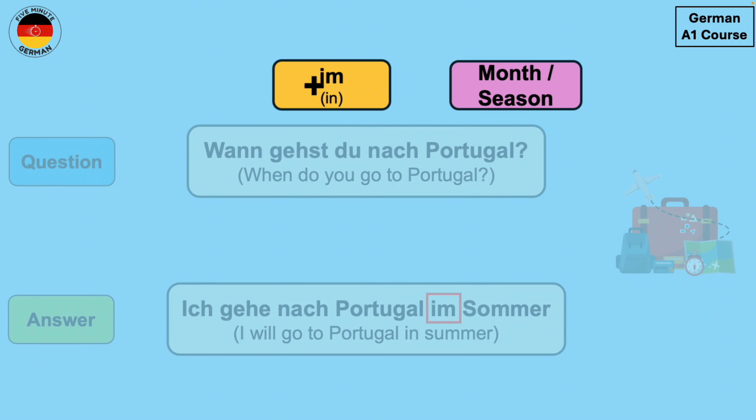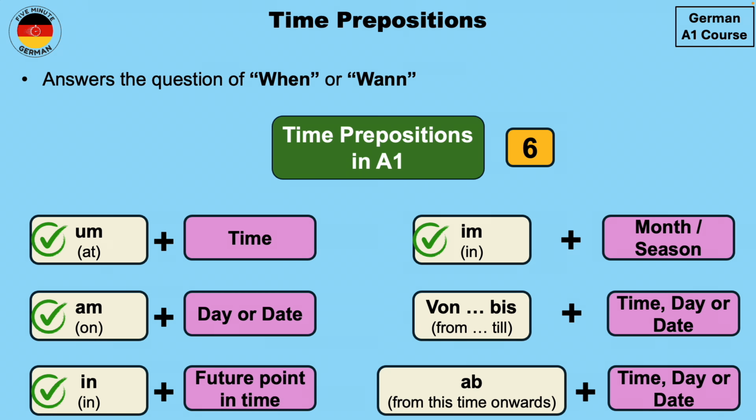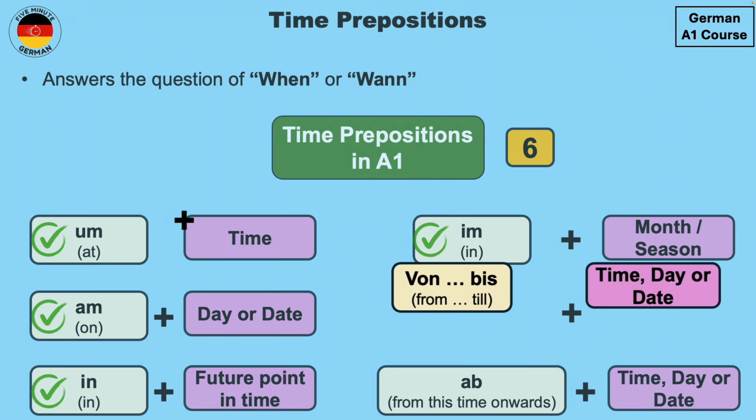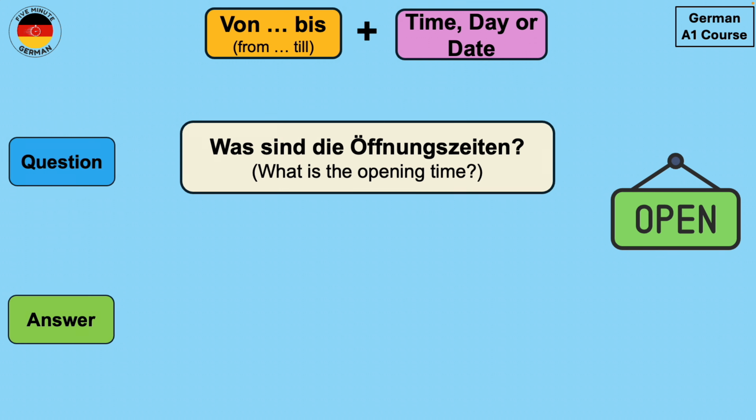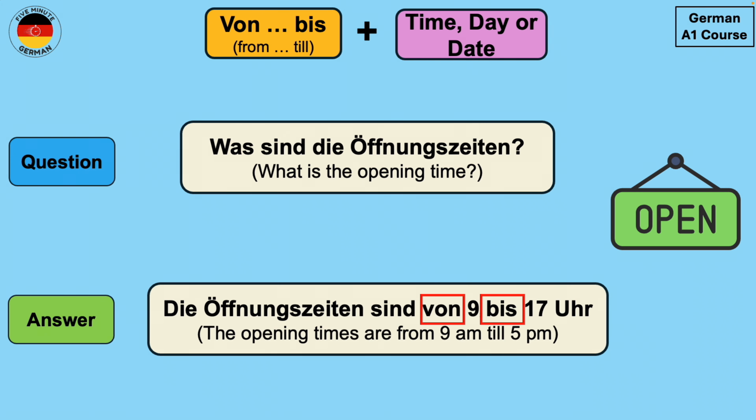Now let's take a look at the next preposition, which is "von" and "bis", which means from and till, and it is used with time, day or date. So we have the question, "Was sind die Eröffnungszeiten?" What is the opening time? And you can answer this by saying, "Die Eröffnungszeiten sind von 9 bis 17 Uhr." The opening times are from 9 a.m. till 5 p.m. So you see that "von" and "bis" is used whenever you have to tell about a duration of time.